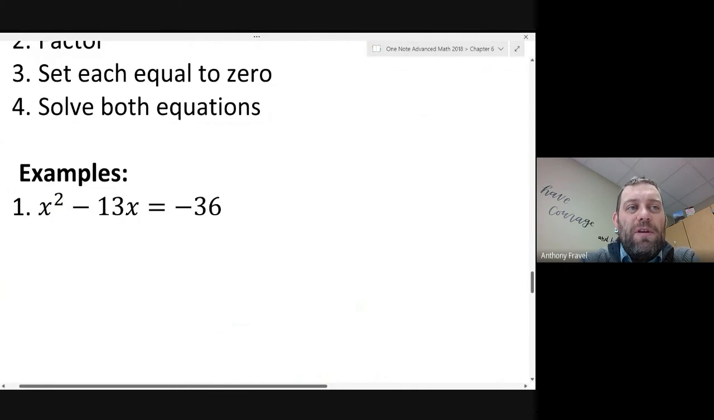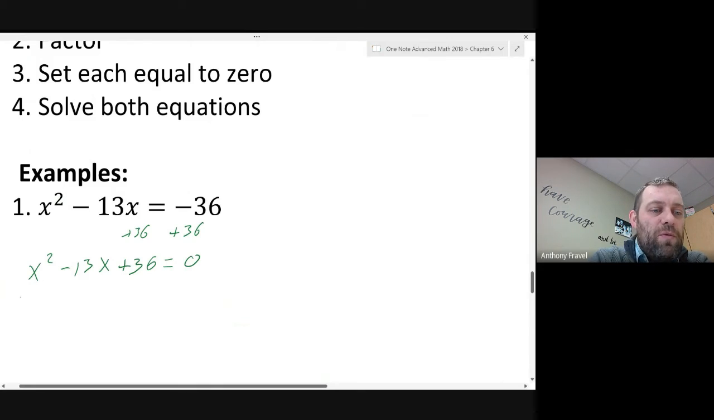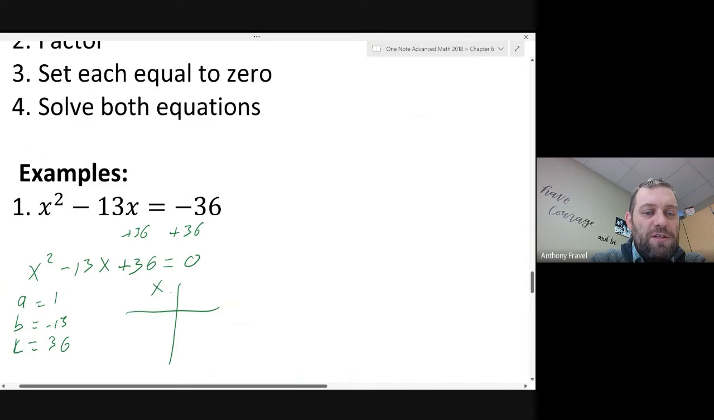All right, we need to do just like we did in the very first part of this assignment. Get everything onto one side of the equation and set it equal to 0. So again, plus 36 to both sides. I get x squared minus 13x plus 36 equals 0. Now I'm going to go through my a value, my b value, my c value. A is 1, b is negative 13, c is 36. I'm going to go through and factor. Multiplication, here's my addition. 1 times 36 is 36, and then my addition value is going to be negative 13.